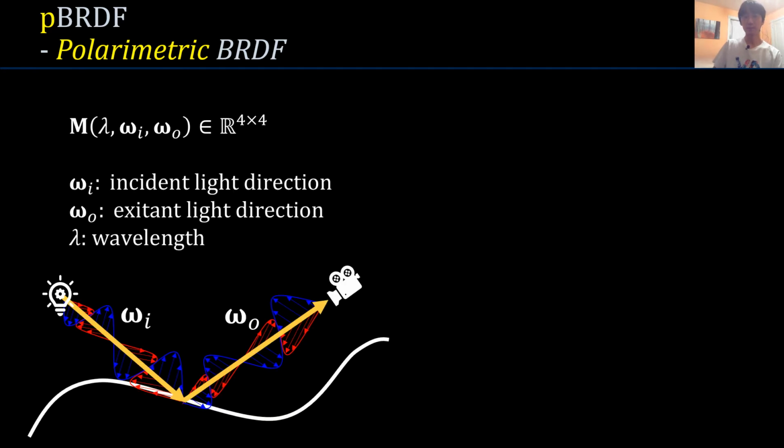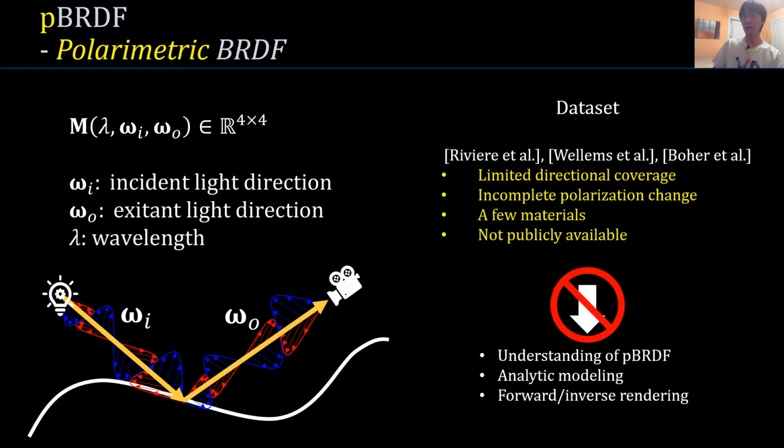Polarimetric BRDF, so-called PBRDF, is an extension of BRDF for polarization. PBRDF is a matrix function that returns a Mueller matrix for given directions and wavelengths. It describes how polarization state changes after reflection. As a superset of BRDF, PBRDF is a complex function that requires careful analysis through real-world datasets.